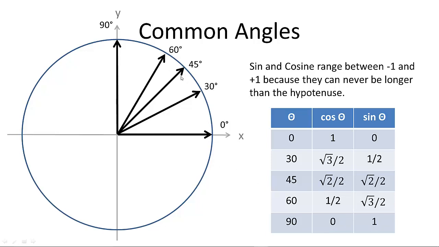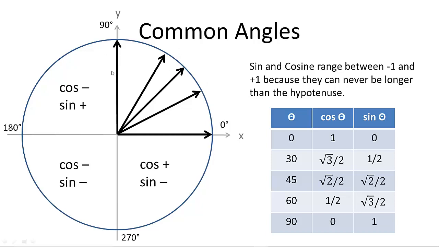And as our angle gets bigger, as it approaches 90 degrees, you can see that the values of cosine go down from 1 to 0, and the value of sine goes up from 0 to 1. And in fact, it's pretty easy to calculate. Sine goes from 0 to root 1 over 2 to root 2 over 2 to root 3 over 2 for 30, 45, and 60 degree angles. And cosine does the opposite. It goes from 1 to root 3 over 2 to root 2 over 2 to root 1 over 2 to 0.